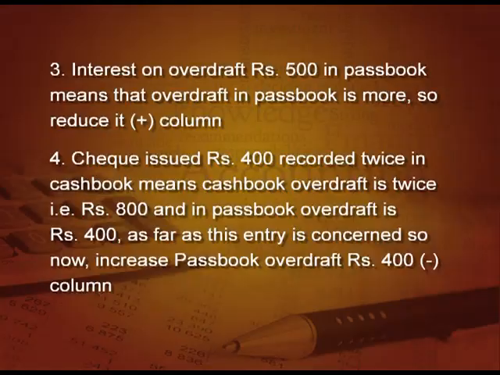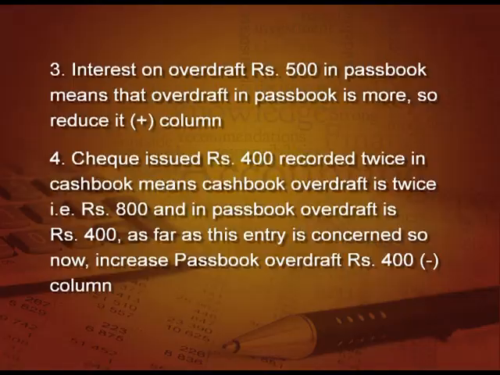Point number 4, check issued 400 recorded twice in cash book means cash book overdraft is twice, that is 800, and in passbook overdraft is 400 as far as this entry is concerned. So, now increase passbook overdraft 400, that is go to the minus column, write 400.